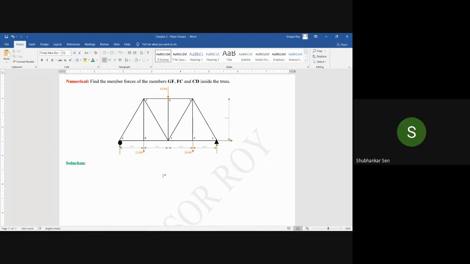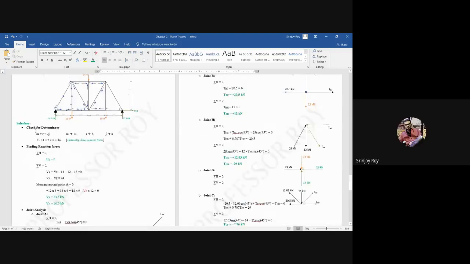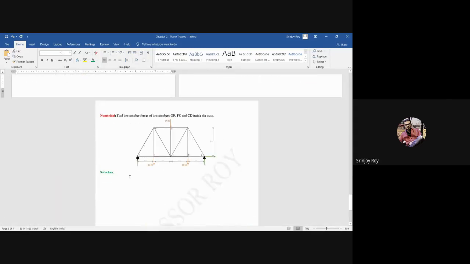First of all, step one is we have to find out the reaction forces. What we are seeing, the green colored arrows which you can see, these are nothing but the reaction forces. So we have to determine the reaction forces. Since the previous numerical was already done earlier, I can just copy and paste it.